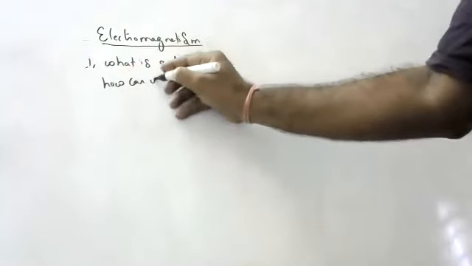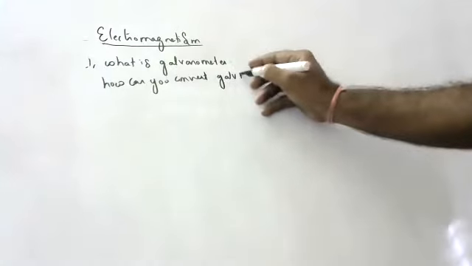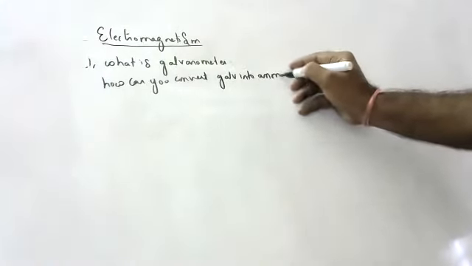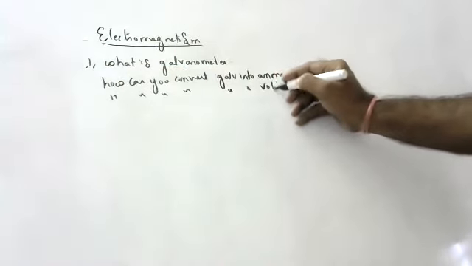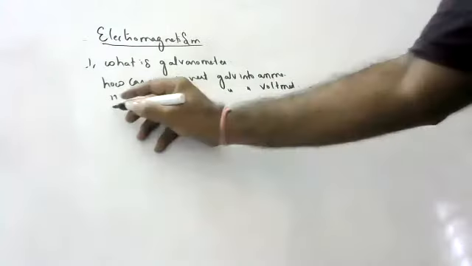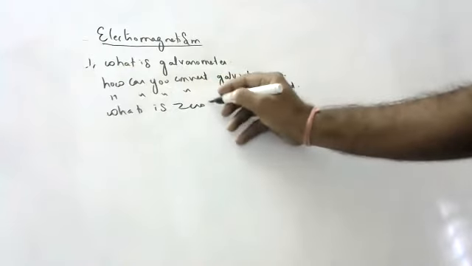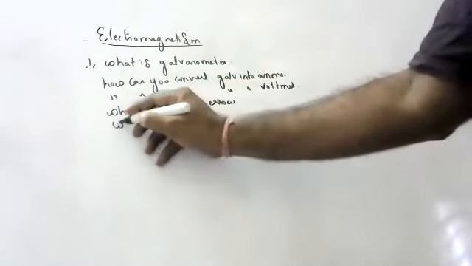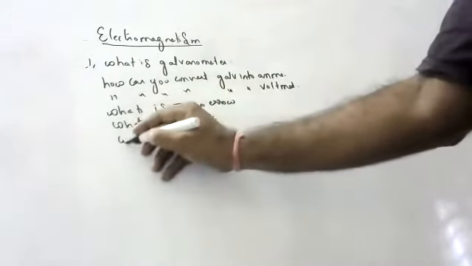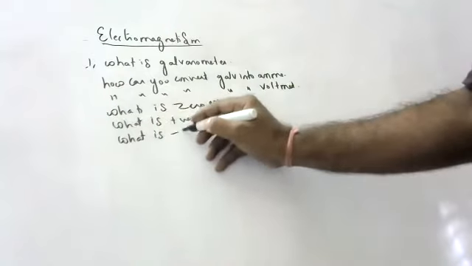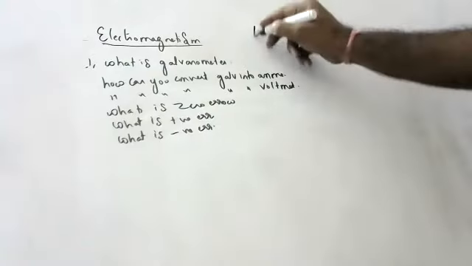How can you convert a galvanometer into an ammeter? How can you convert a galvanometer into a voltmeter? And what is zero error? What is positive error? And what is negative error? These are the questions. How do you do this?